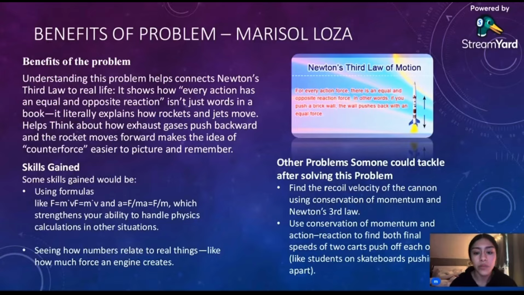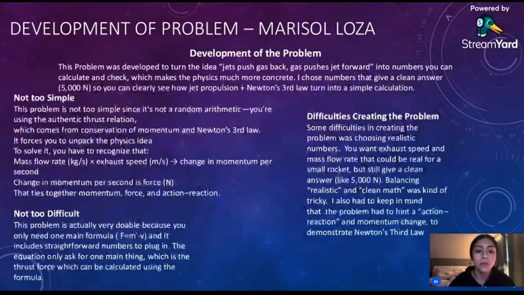Other problems someone could tackle after solving this problem: find the recoil velocity of a cannon using conservation of momentum and Newton's third law, or use conservation of momentum in action and reaction to find both final speeds of two objects pushing off each other, like students on skateboards pushing apart.